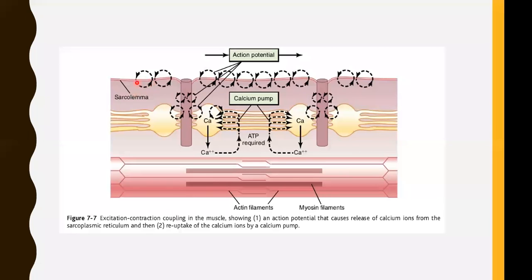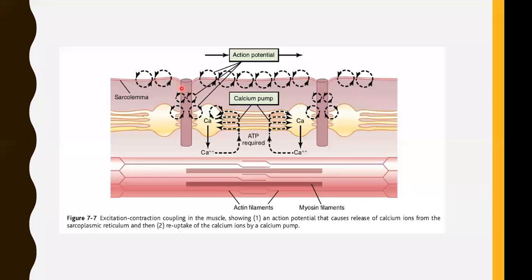You can see here that the action potential is generated, and that action potential spreads along the membrane surrounding the muscle fiber. And you can see that this transverse tubule, its boundaries, is just the invagination of the membrane, the inward extension of the membrane surrounding the muscle fiber.